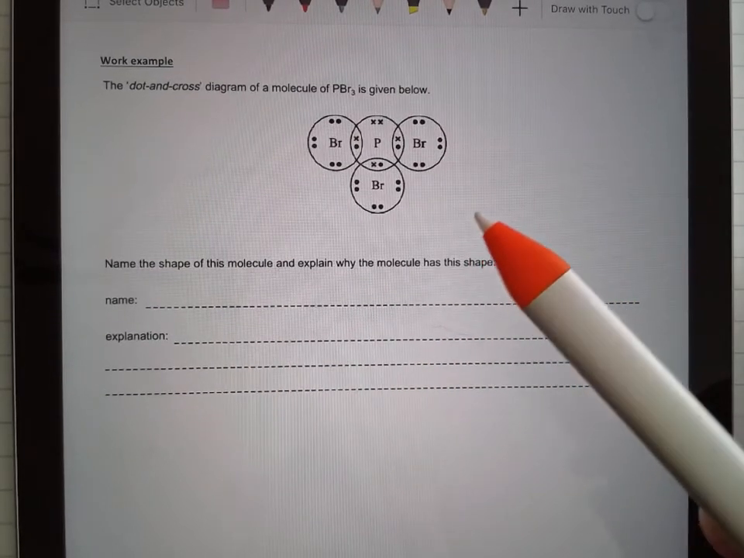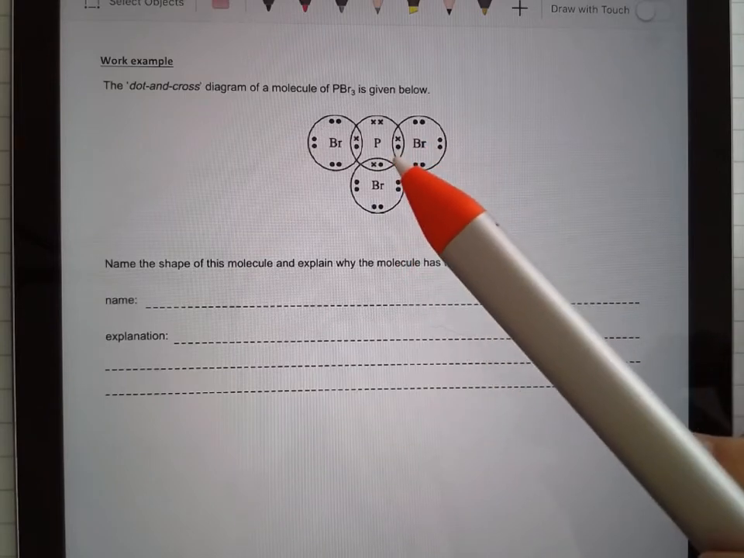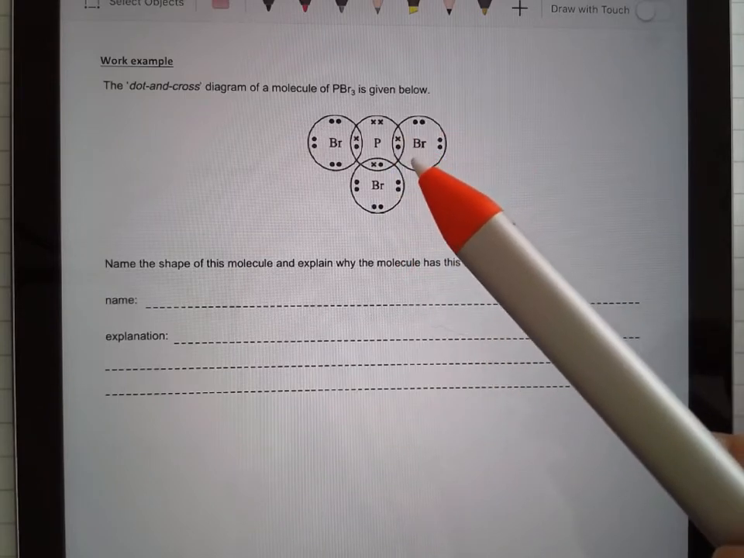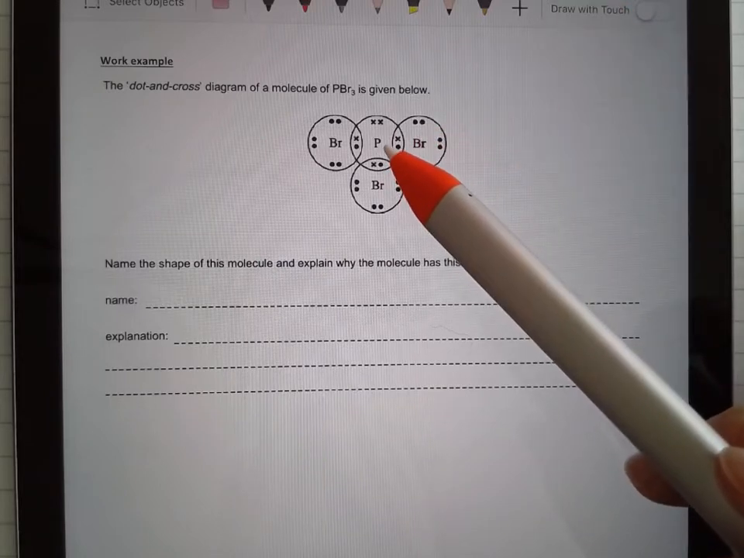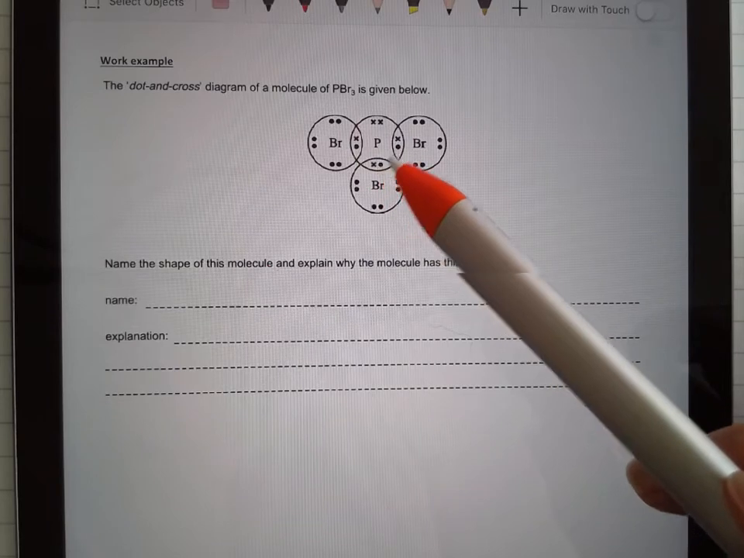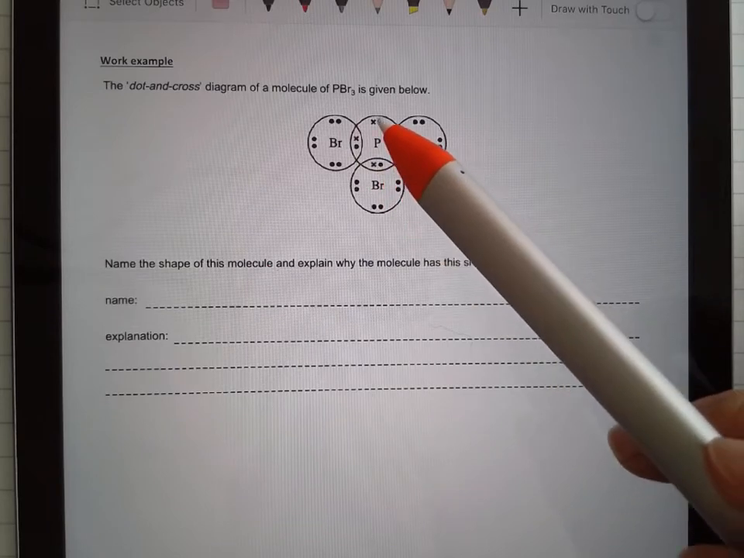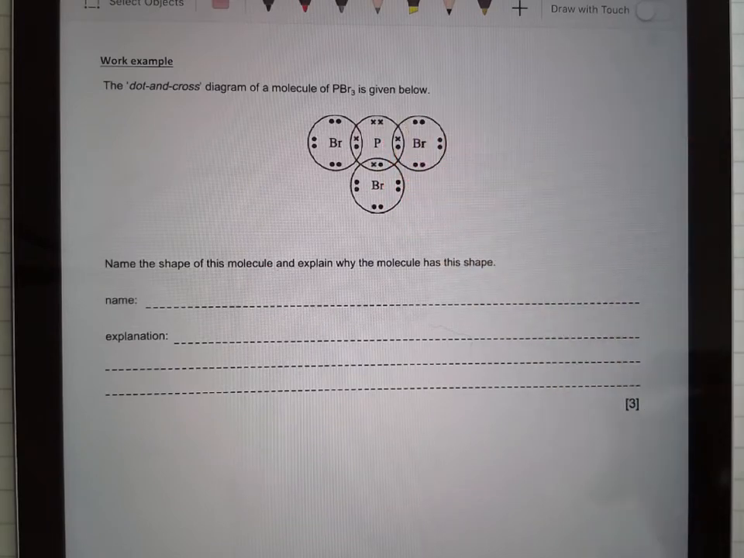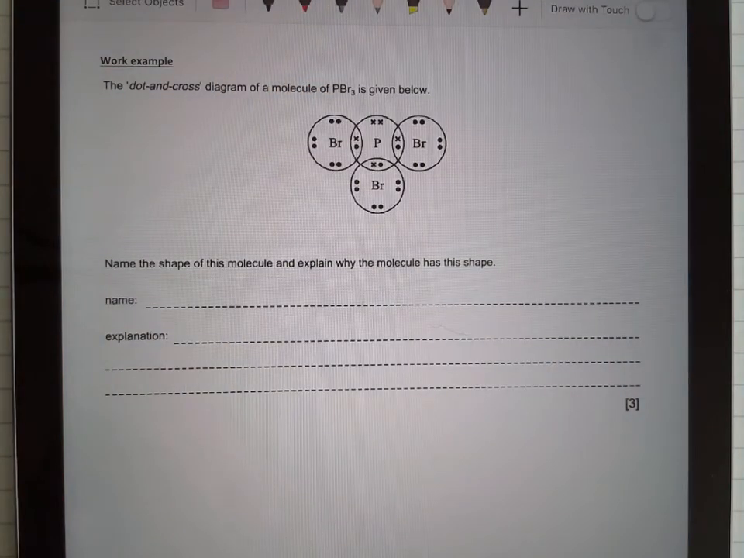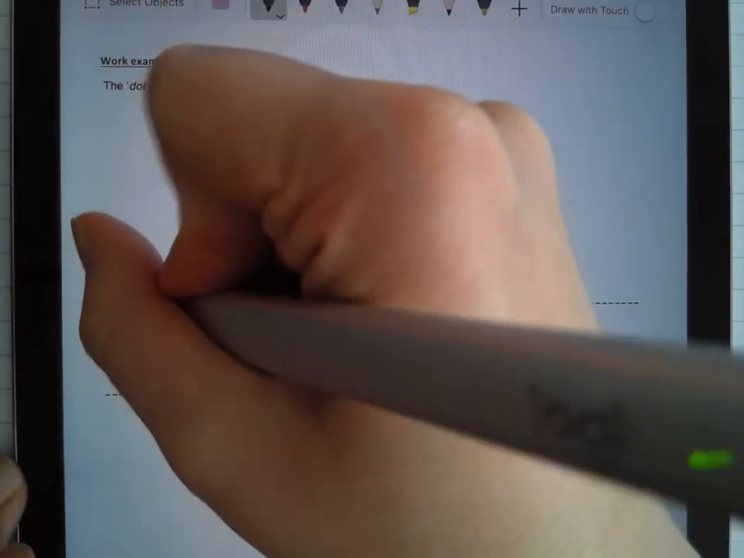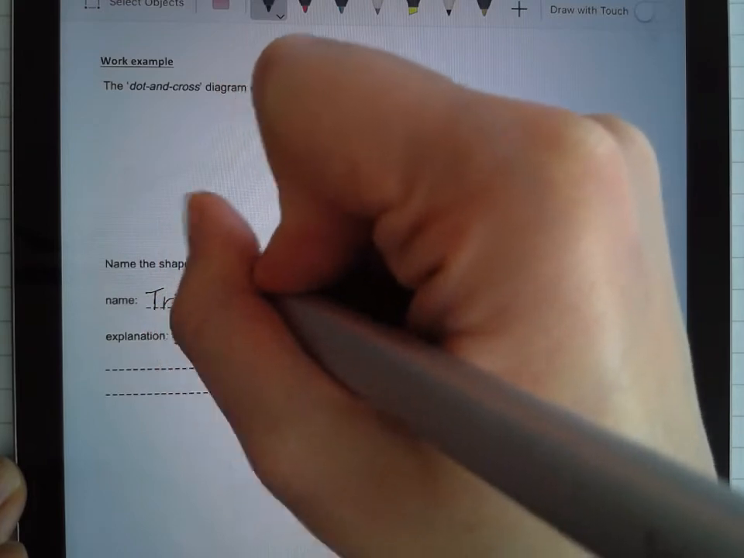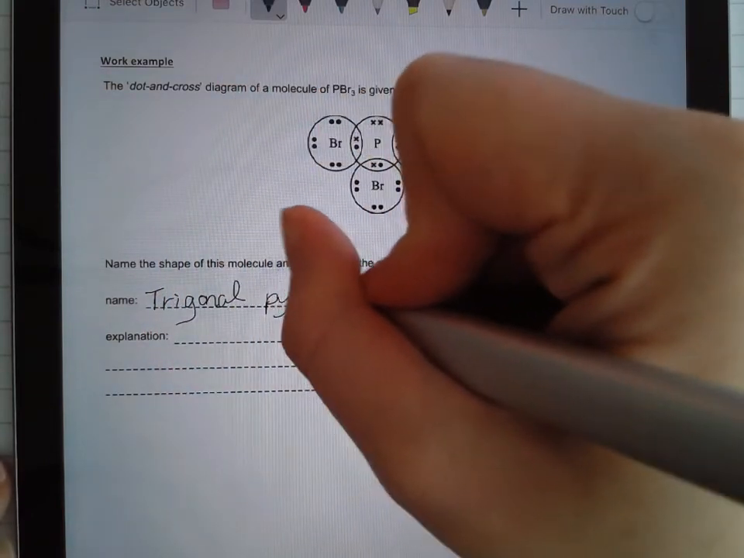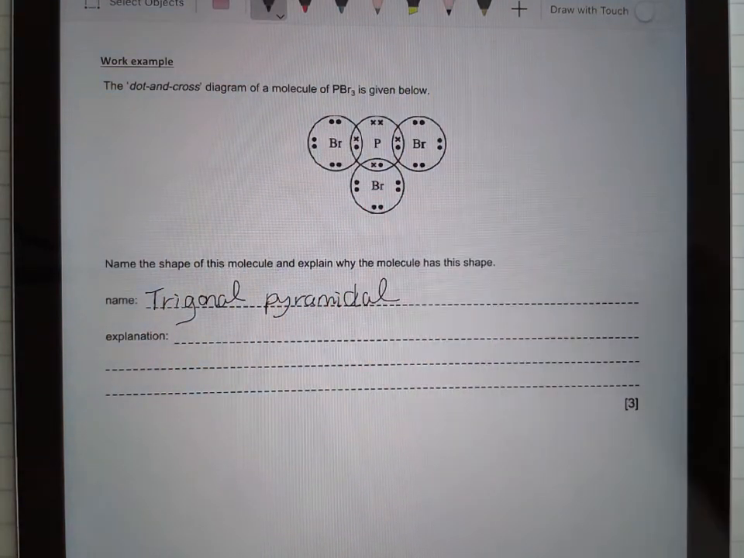In this case, they've drawn it for you. Because they've drawn it for you, you just need to count the bond pairs and count the lone pairs around the central atom. Okay, so my central atom is going to be phosphorus. Around phosphorus, I've got 1, 2, 3 bond pairs, and then I've got 1 lone pair. Because I've got 3 bond pairs and 1 lone pair, I know that the shape is going to be trigonal pyramidal. In this case, you're not asked for the angle, but often they do ask you for the angle as well. You need to learn these shapes off by heart. You need to learn the angles off by heart.